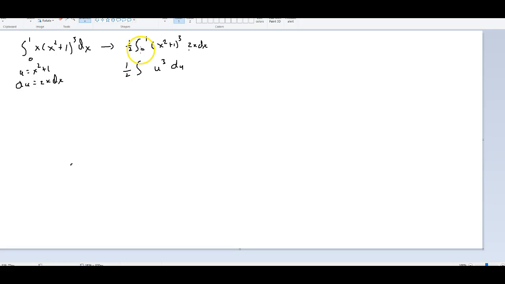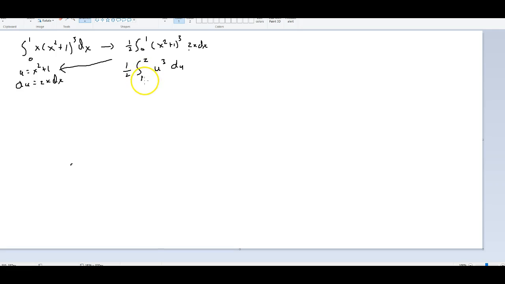But the bounds are different. Why are the bounds different? Well, because these are in terms of x, so I have to turn them into u's. How do I turn x's into u's? It's actually very simple. The answer is sitting right here. If I put a 0 in for x, I'm really putting in a 0 squared plus 1 for u. 0 squared plus 1 is, well, 1. When I put a 1 in there, 1 squared is 1, plus 1 is 2. So I'm now integrating from 1 to 2.